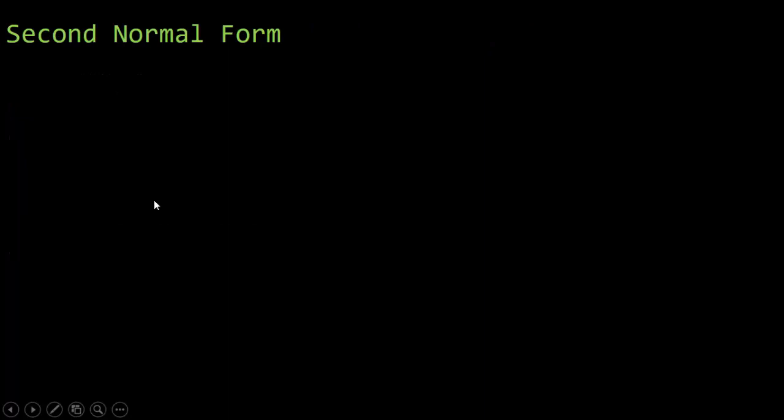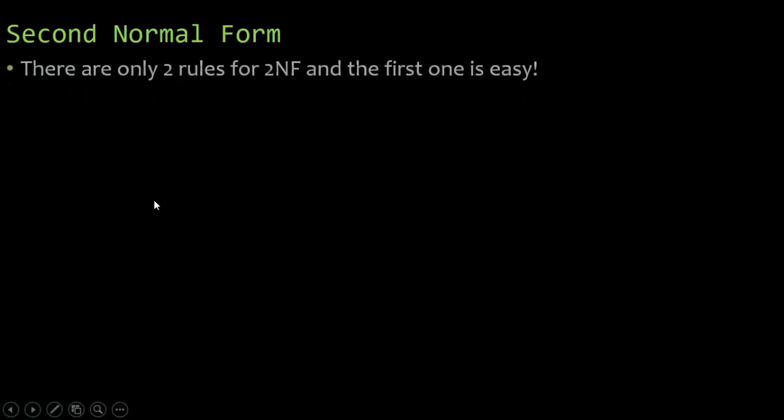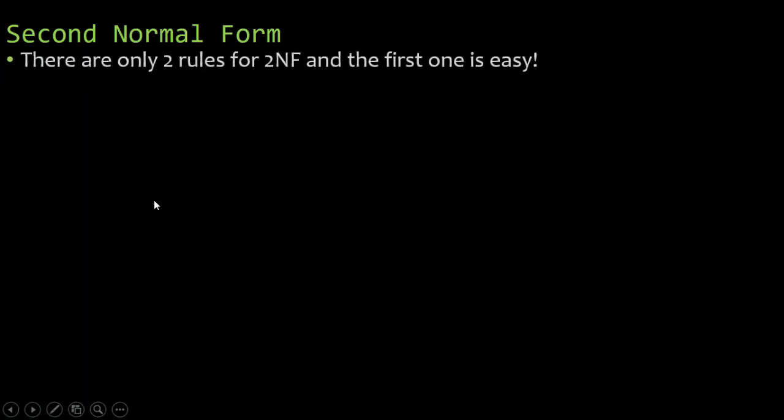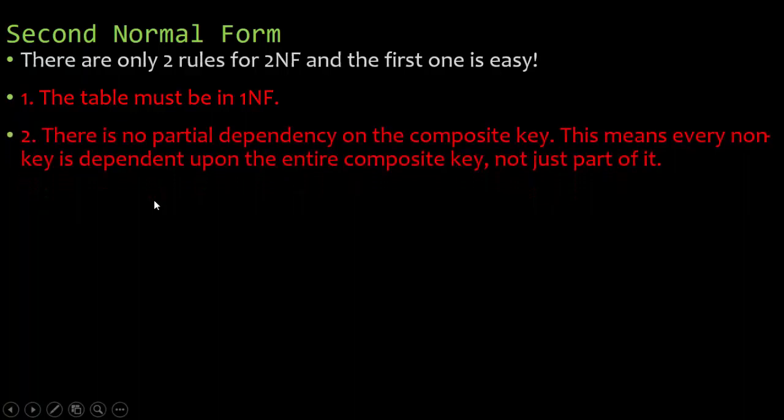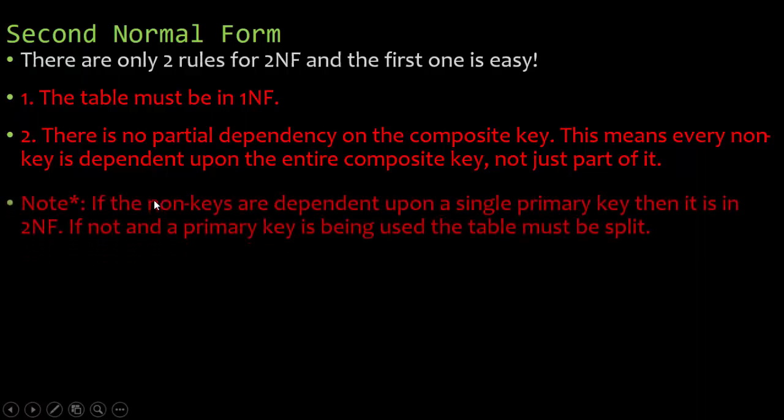So let's talk about second normal form, and this is where you go to make sure that each person is unique. So there are only 2 rules for second normal form. First one's easy. It's got to be in first normal form. If it's in first normal form, you're 50% of the way there. Now, there's no partial dependency on the composite key if there is one. This means every non-key is dependent upon the entire composite key, not just part of it. There are no partial dependencies, which we looked at earlier.